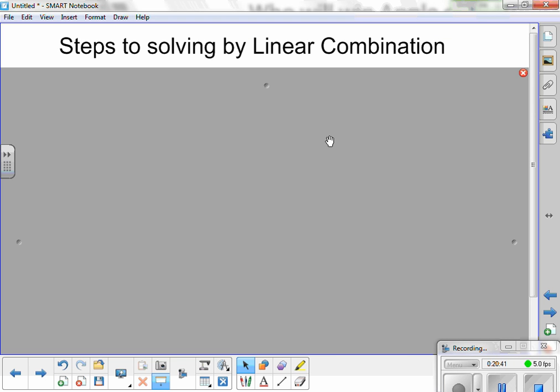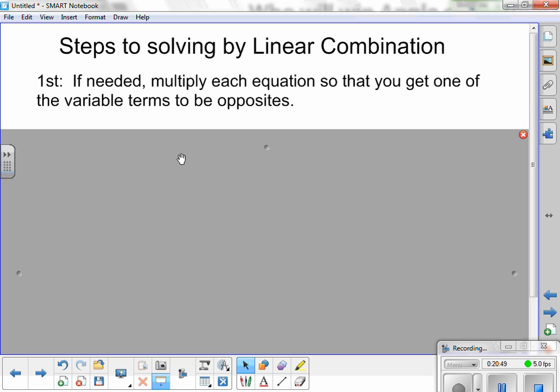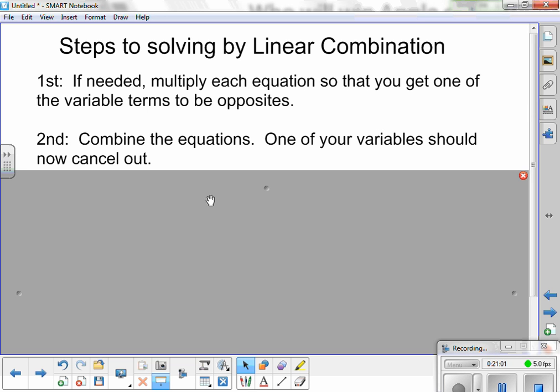So steps to solving by linear combinations. All right, let's go through this. So first, if you need to, multiply each equation so that you get one of the variable terms to be opposites. So either your x's should be opposites or your y's should be opposites, because what's going to happen is you're going to combine them and they're going to cancel. Once you get them to be opposite, combine the equations. One of your variables should now be canceled out. If you don't have one variable canceled out by the second step, then you did something wrong.